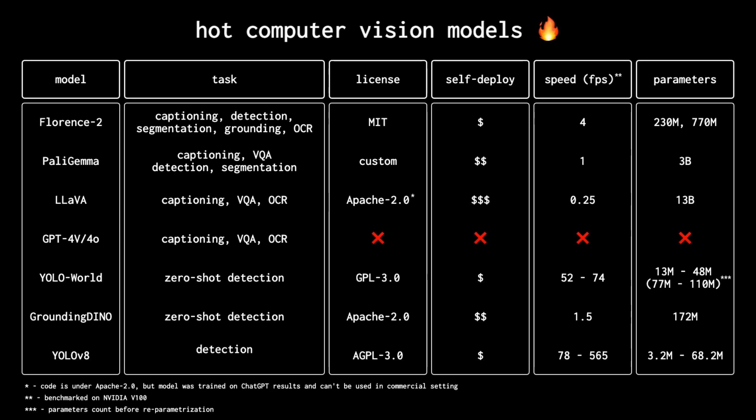Next up is speed. The values in the table correspond to measurements for batch size 1 on an NVIDIA V100 and are largely correlated to model size. The fastest is, of course, YOLOv8. By the way, similar values can be achieved for most modern YOLO architectures and some real-time transformers like RT-DETR. YOLO-World can also run in real time, and the remaining models run at about 1 up to several frames per second.